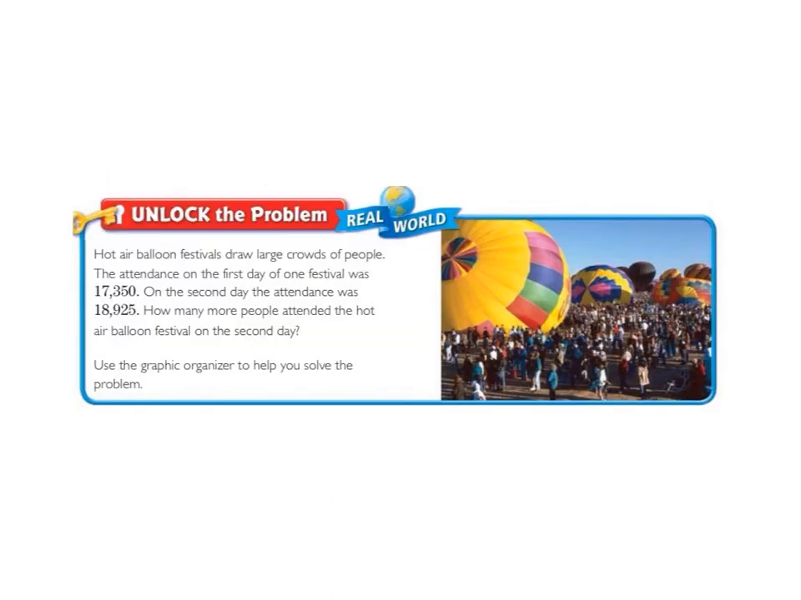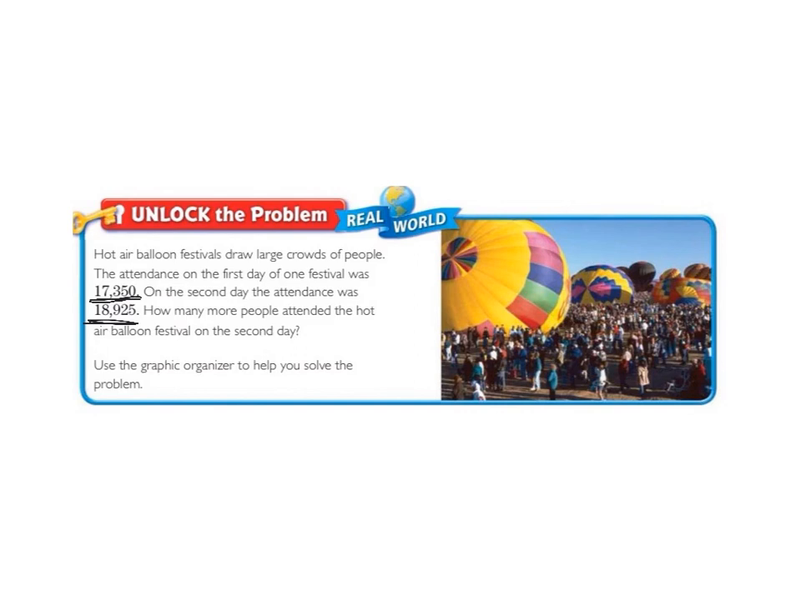Let's read this lesson's Unlock the Problem together. Then we will find and underline our important information. So it says, a hot air balloon festival draws large crowds of people. The attendance on the first day was 17,350. On the second day, the attendance was 18,928. And I'm underlining those numbers because I might want to be able to come back to them.